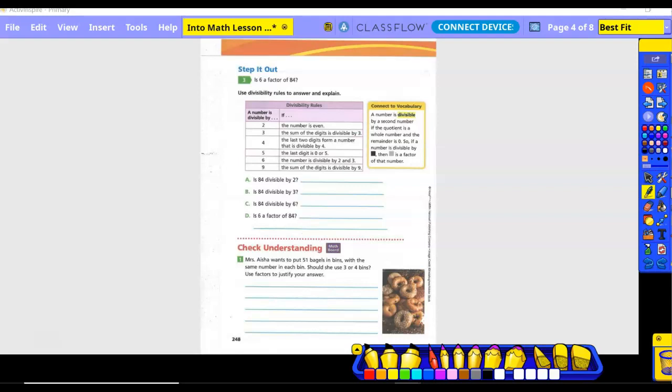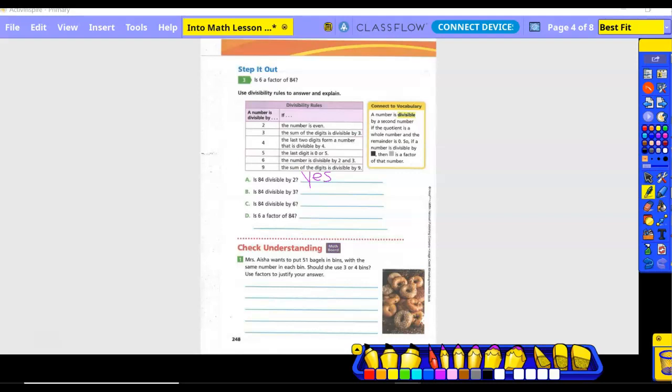Okay, 2, it can be divisible by 2 if the number is even. 3, the sum of the digits is divisible by 3. The last 2 digits form a number that is divisible by 4. The last digit is 0 or 5, and the number is divisible by 2 or 3. Okay, and then the sum of the digits is divisible by 9. So is 84 divisible by 2? So is 84 an even number? Yeah. So yes.